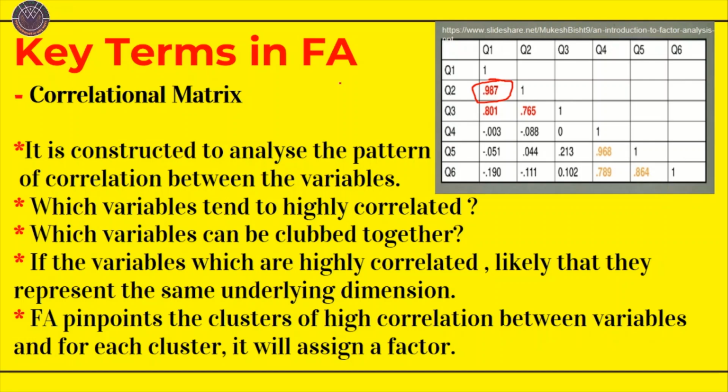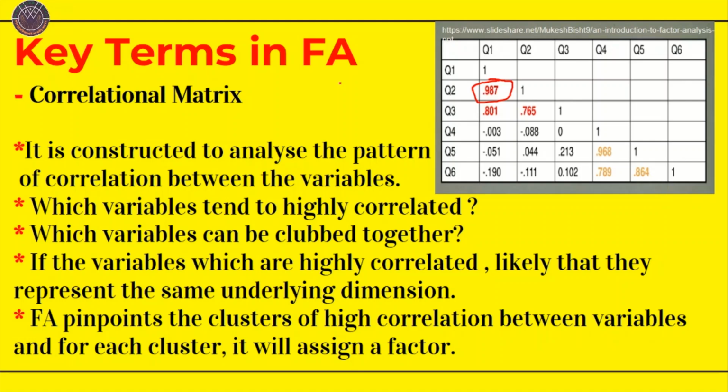If the variables are highly correlated, it is likely that they represent the same underlying dimension, meaning they are correlated with each other, if there is certain error variance involved, or if certain more rotation is required. So basically we try to see the correlation matrix and try to understand the correlation between the variables.